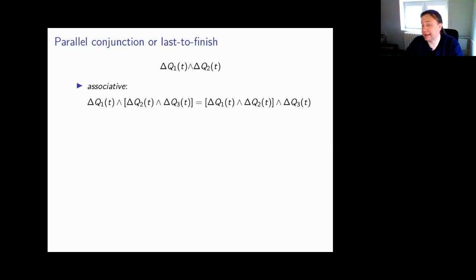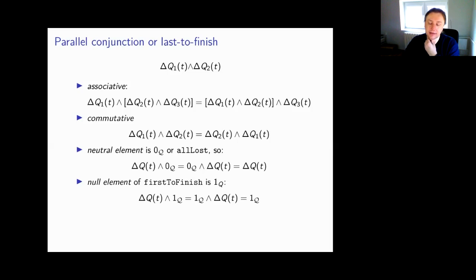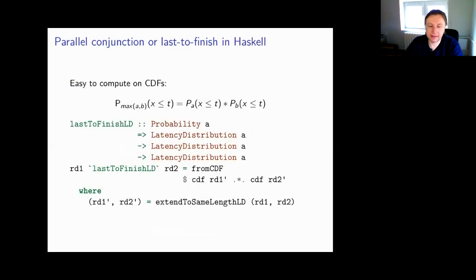And it, again, is associative. It is also commutative because it doesn't matter in which order we call them. But the neutral element here is, this is actually the null element here. The null element is all lost, and the neutral element would be 1Q, right? So that everything succeeds immediately. And it is also monotonically increasing.